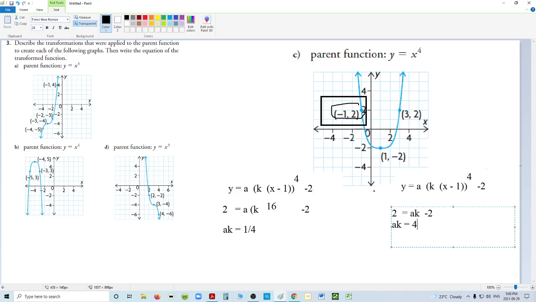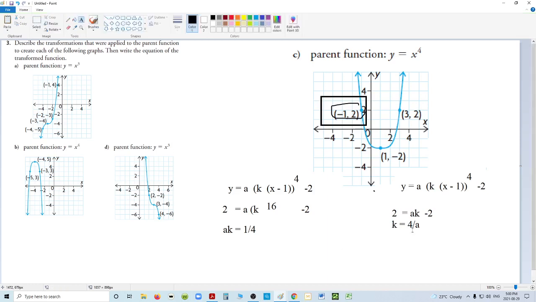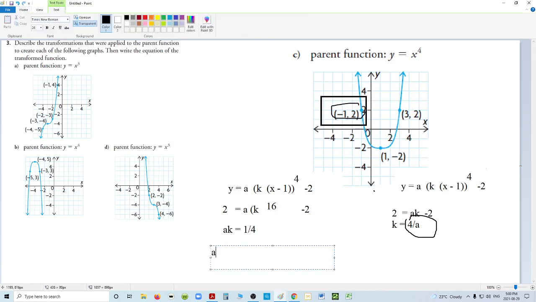Now I have 2 equations. I can say now my k is the same as, divide both sides by a. My k is going to be equal to 4 over a. Now that I have an equation here for k, I can replace this value of k into this equation. And so I get a times, oh no, it won't work because all I'm doing is eliminating it.